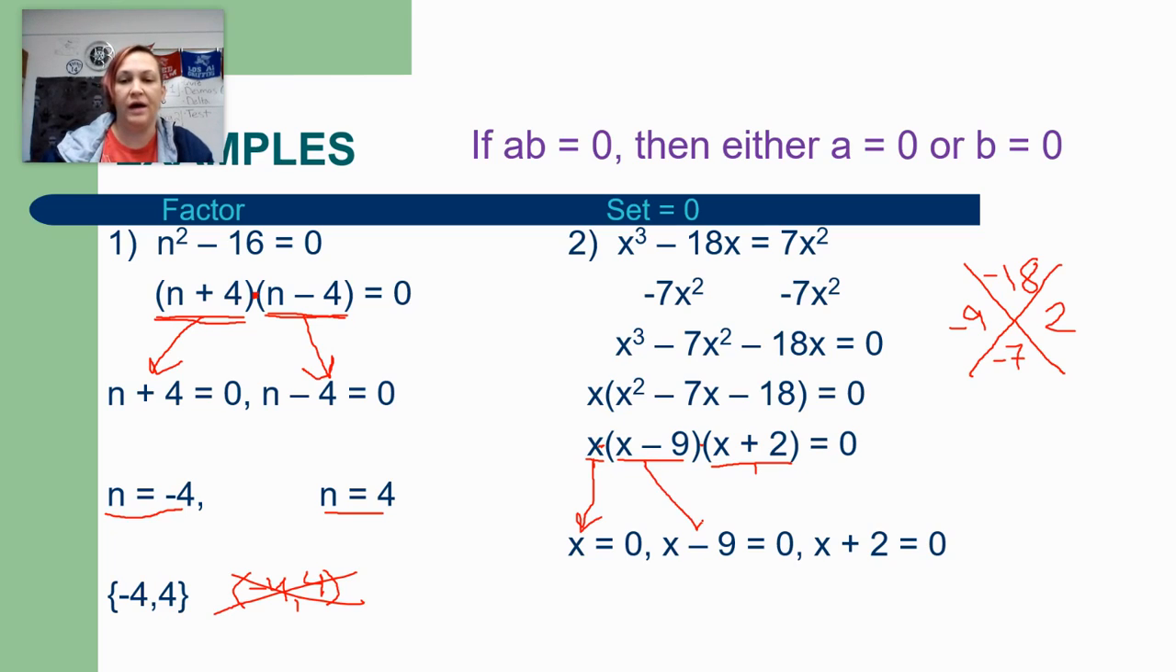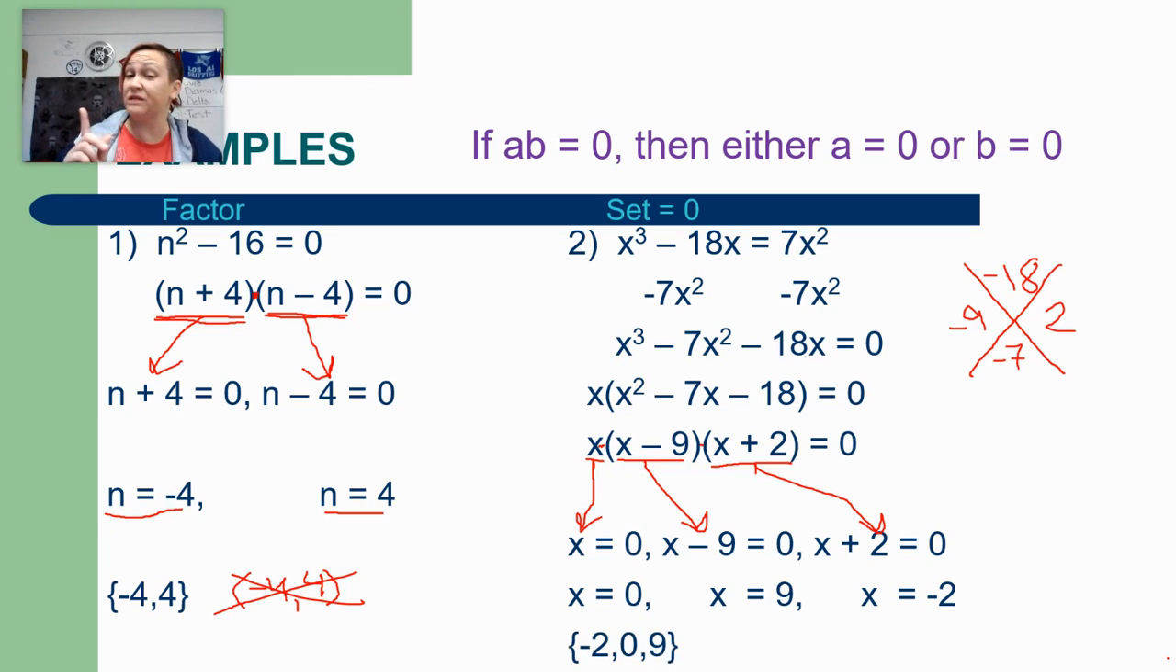And then X minus 9 equals 0. And then X plus 2 equals 0. And then on this one, I'm going to add the 9 over. On this one, I'll subtract the 2 over. And my final answer in numerical order from smallest to biggest is -2, 0, 9.